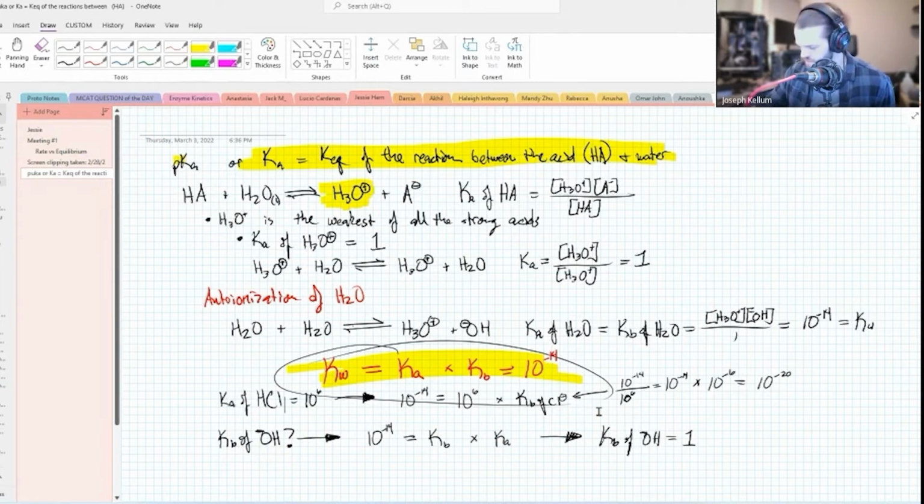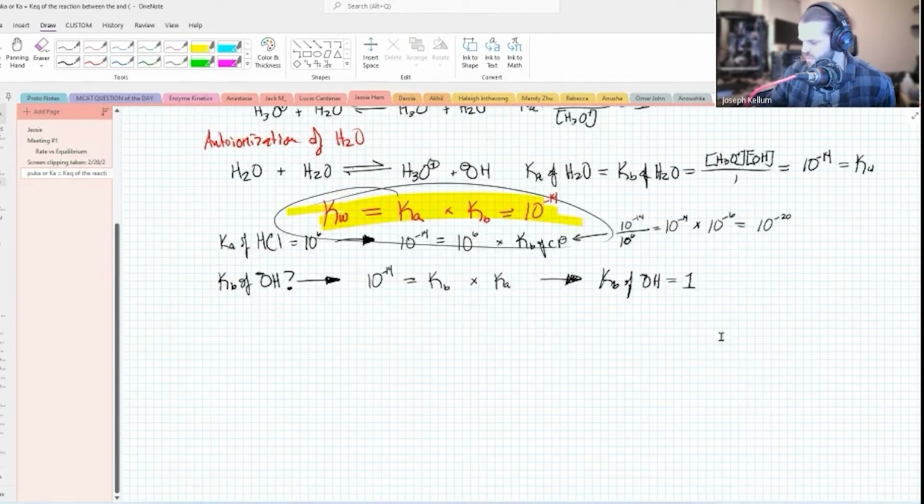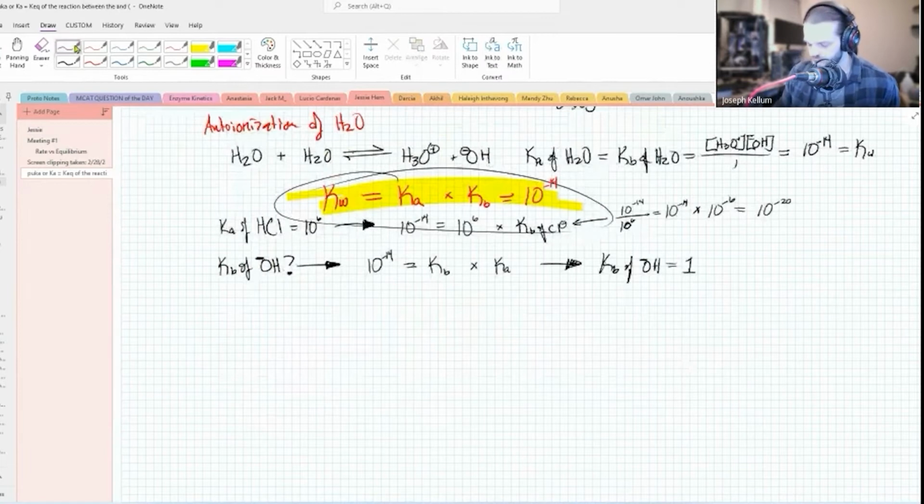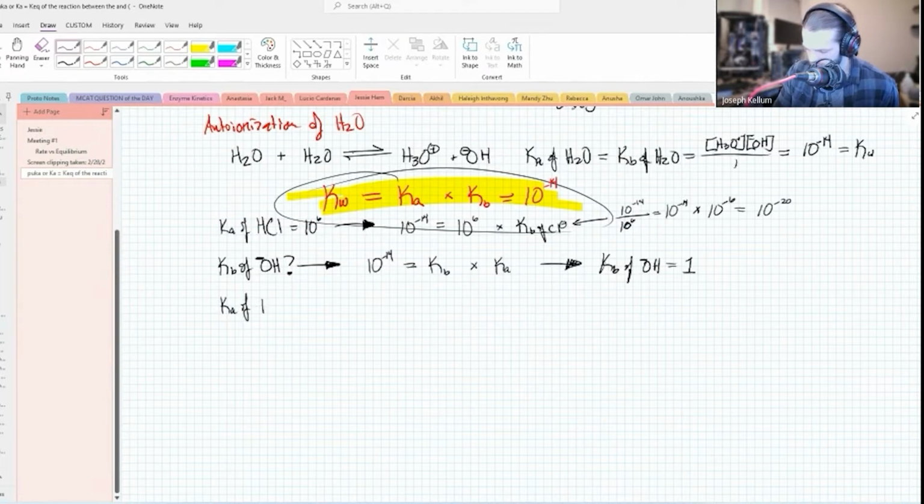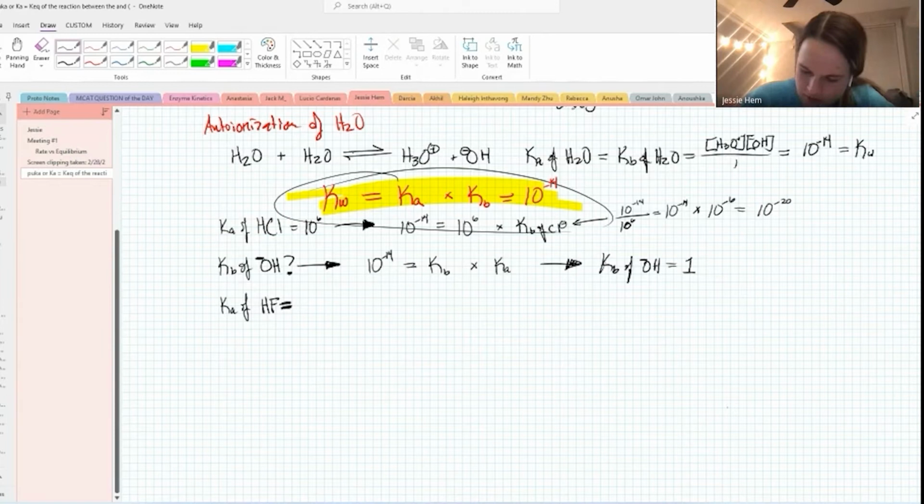All right. So let's do one more, maybe. Cool. So let's say HF. So Ka of HF is, what do you think the Ka of HF is? Actually, it is important to make some predictions on this stuff. So the higher the Ka, the stronger the acid. Correct.